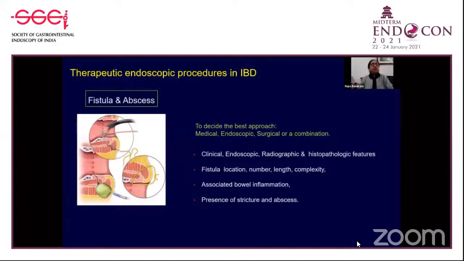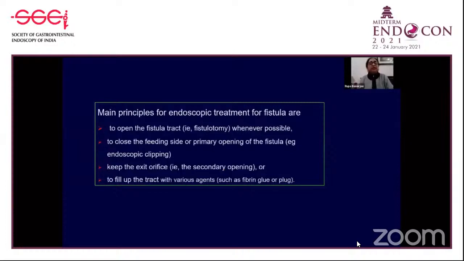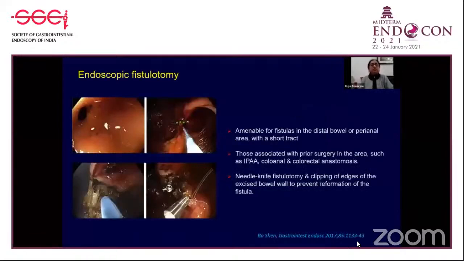The other evolving areas are endoscopic management of fistulas and abscesses. Depending on the fistula location, number, length, complexity, and associated bowel inflammation, we can decide whether an endoscopic treatment is possible or not. The main principles would be to open the fistula tract, to close the feeding side or primary opening of the fistula, for example with an endoscopic clipping, keeping the exit orifice, that is the secondary opening, or to fill up the tract with certain agents like fibrin glue or plug. There are varied results regarding the fibrin glue, but still these are, as I said, upcoming things which are being done.